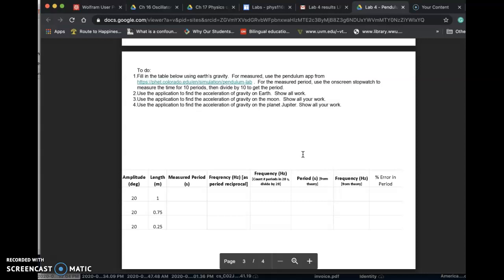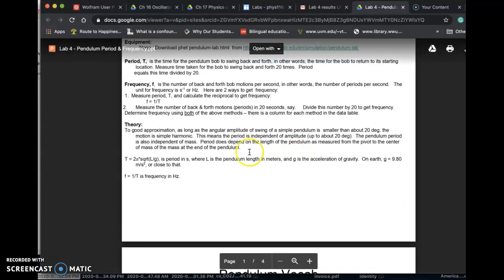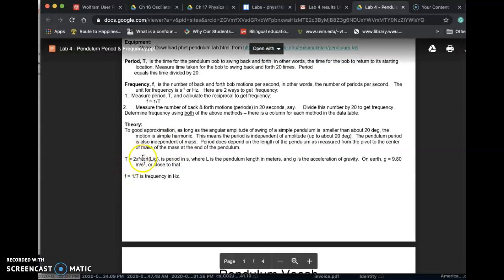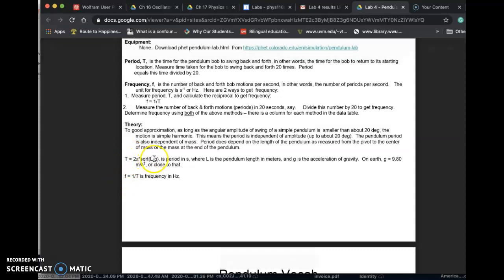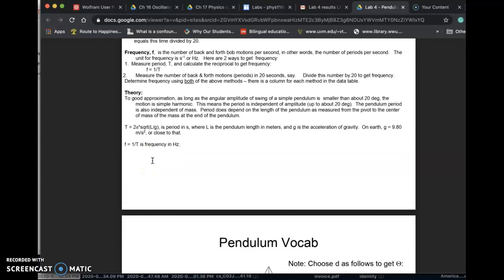The reciprocal of that would be the hertz. Then we do the same thing again for the frequency. And then we figure out the period and frequency based off the theory. And that theory relates to the equation here, which states that the period is equal to 2 pi times the square root of the length divided by g. And then the frequency is the reciprocal of that.